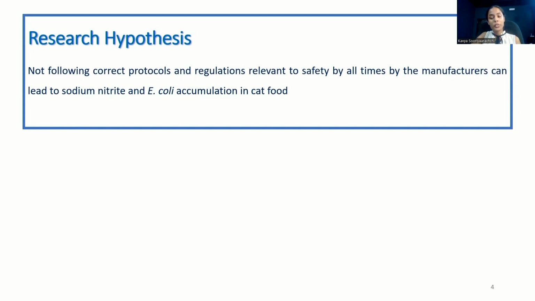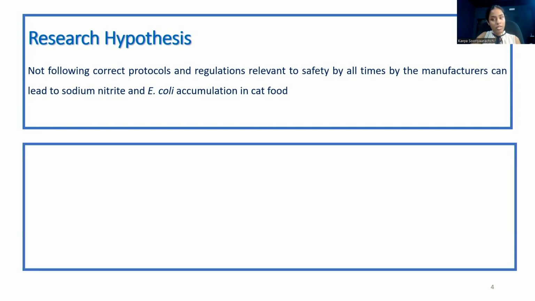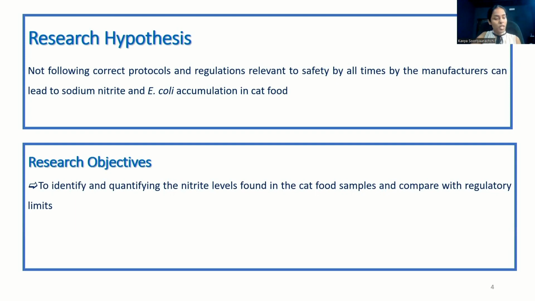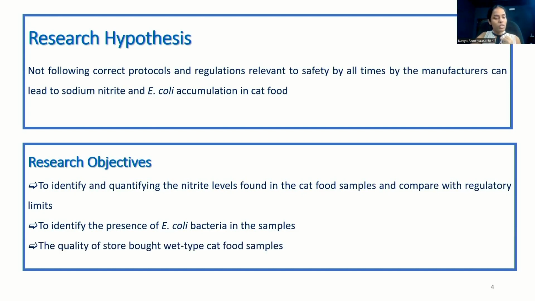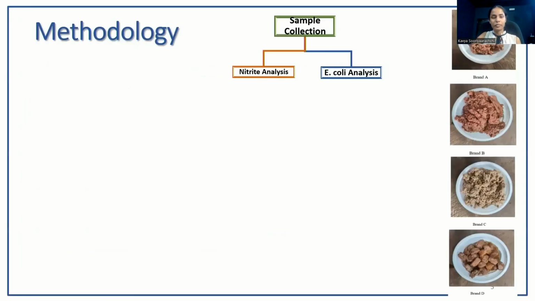Therefore, the research question and the hypothesis are based around the fact that the manufacturers of these wet type cat food products follow the correct protocols and regulations and prevent the accumulation of nitrite and E. coli. Based on that, we formed the research objectives: first, to identify and quantify the nitrite levels found in the cat food samples and compare these results with the regulatory set limits. Then, to identify the presence of E. coli bacteria in these samples, and through these, to state the quality of the store-bought wet type cat food samples.